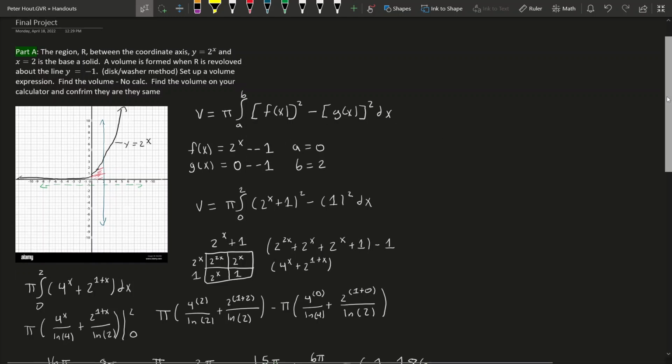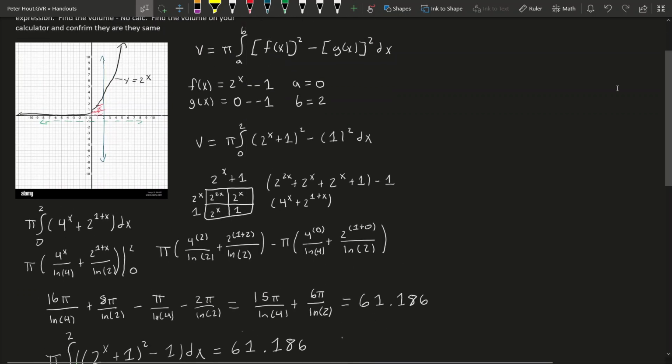So with that in mind, we can plug into the equation: V, the volume, equals pi times the integral from 0 to 2 of (2 to the power of x plus 1) squared minus 1 squared dx.